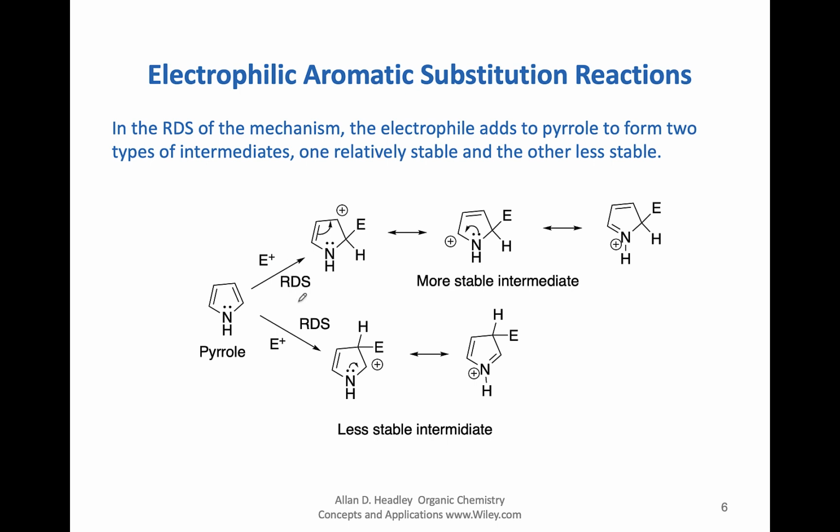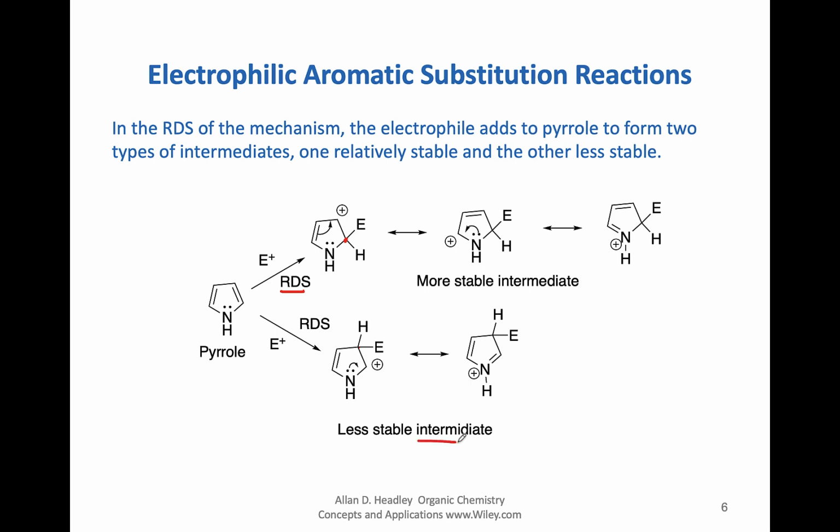So in the first step of the mechanism, or the rate determining step, the aromaticity is destroyed by the addition of E+ to the pyrrole here. So what that gives is this carbocation here, or this intermediate, if the electrophile goes here. If the electrophile goes here, it gives this intermediate.